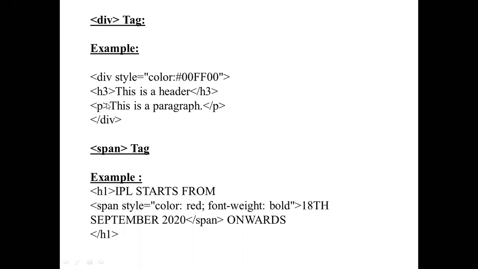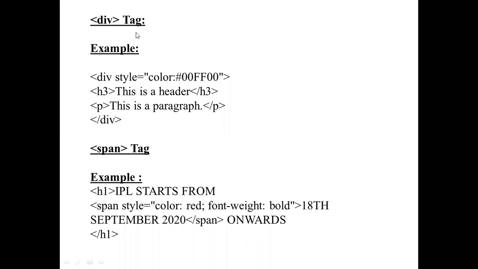Next, span tag. It is an inline container that is used to mark up a part of text. A div tag is used to mark up the content, and here the span tag is used to mark up part of the text, part of any element. The difference between div tag and span tag is that the div tag is the block container and the span tag is the inline container.